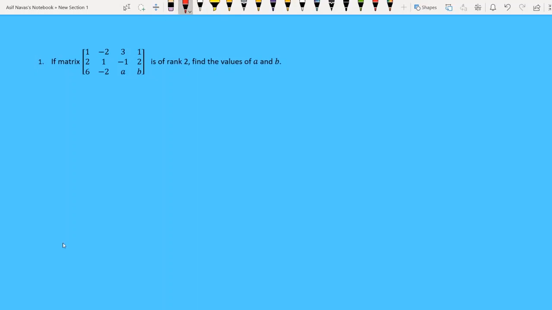Right? If a matrix [1, -2, 3, 1; 2, 1, -1, 2; 6, -2, A, B] is of rank 2, find the value of A and B. Okay, so we have to find the value of A and B, given that the rank of this matrix is 2. Before going to the solution, we know what the rank of A is.